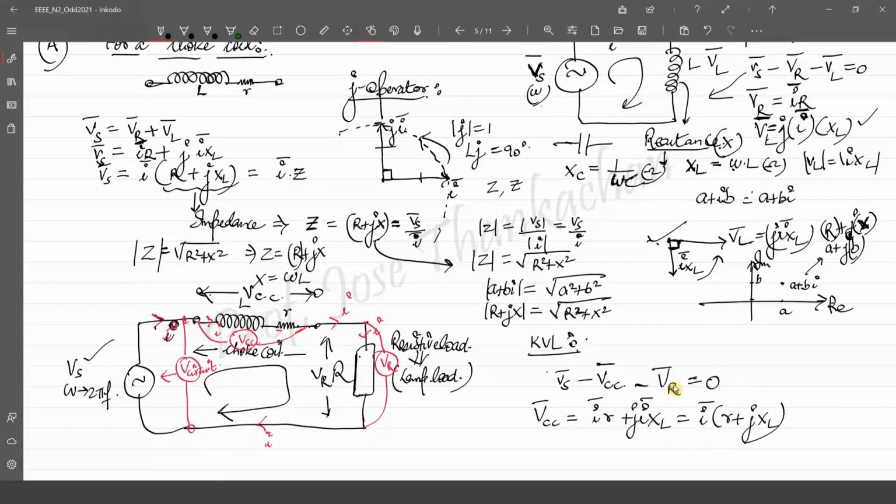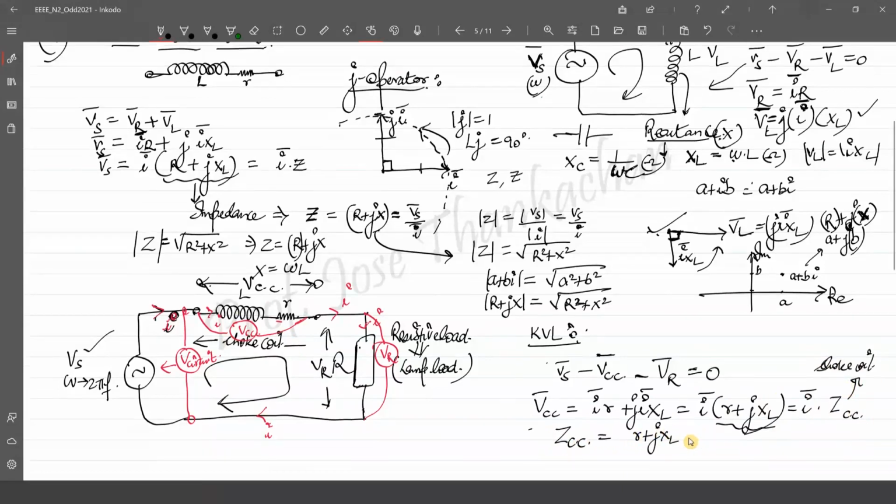Same thing which we did here also. I'm just internally doing this for small r and capital L. They are in series. Now what is this quantity r plus JXL? Again, this is the impedance of the choke coil. So I'm going to write this as I multiplied by ZCC. What is ZCC? ZCC is nothing but the impedance of the choke coil, which is small r plus J times XL. So that is one of the equations which we have.